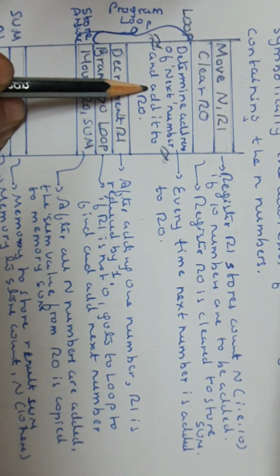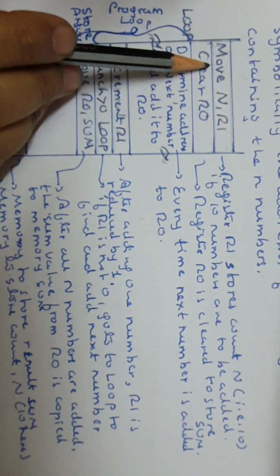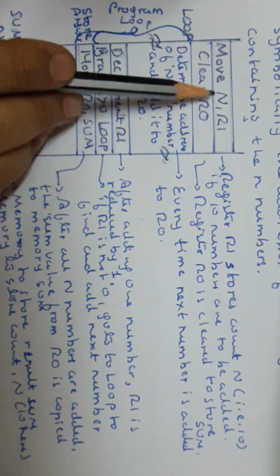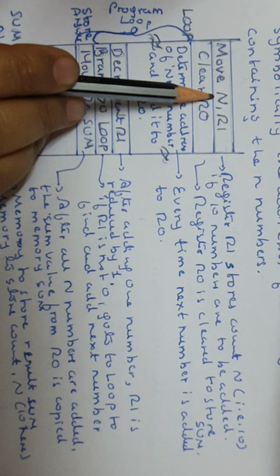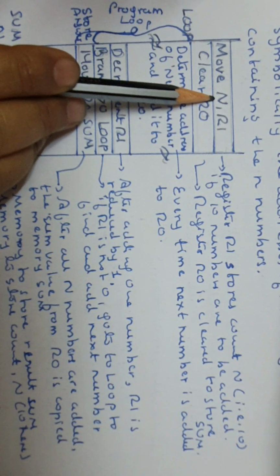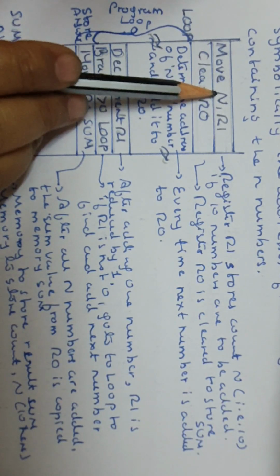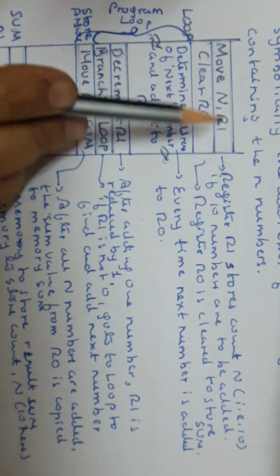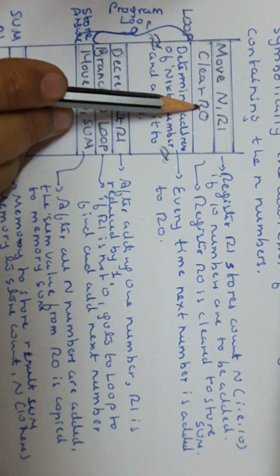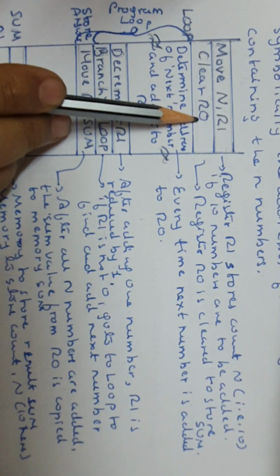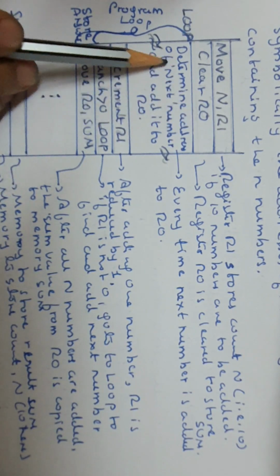So what is the program? Move n, r1. From the n memory location where we have stored the number 10, if we want to add 10 numbers, the content of n, that is the number 10, is copied into register r1. Then clear r0. Register r0 of the processor is cleared to store the sum in the computation.